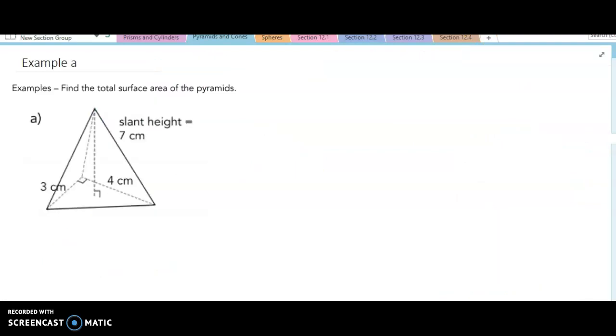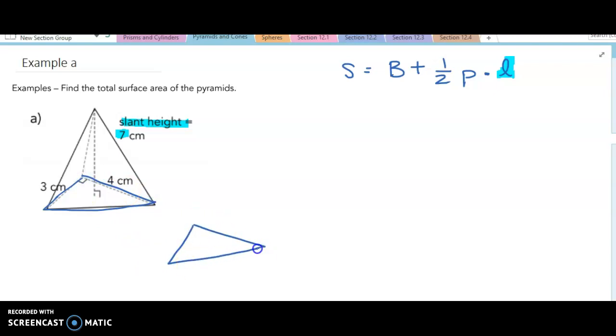All right. So let's look at this example. It says find the total surface area of the pyramid. Okay, well the surface area of a pyramid is the area of the base plus the lateral area, which is 1/2 perimeter of the base times slant height. Okay, well it gives me the slant height is 7. The perimeter of the base. Well, let's check out this base. Okay, so here's our base. So if I draw this over here, this is 3, 4, right angle there.